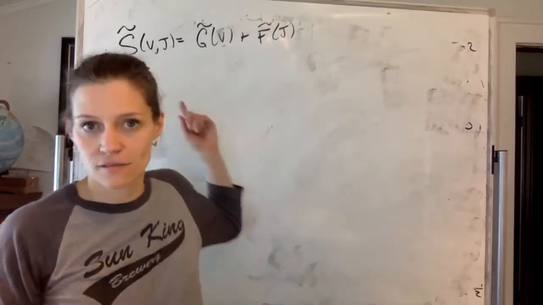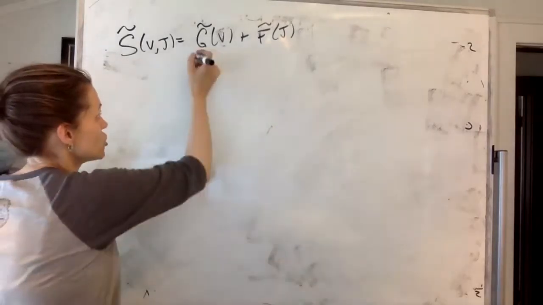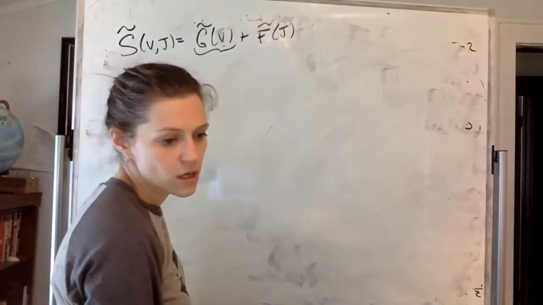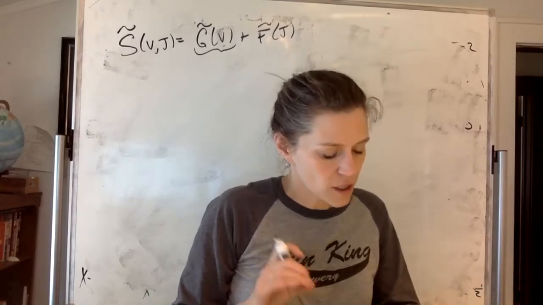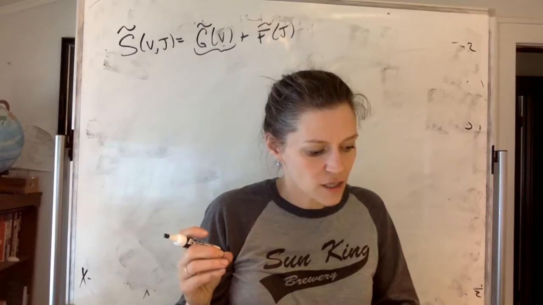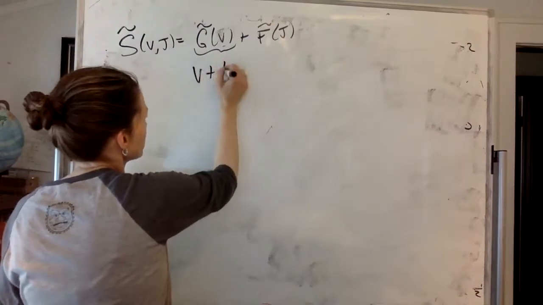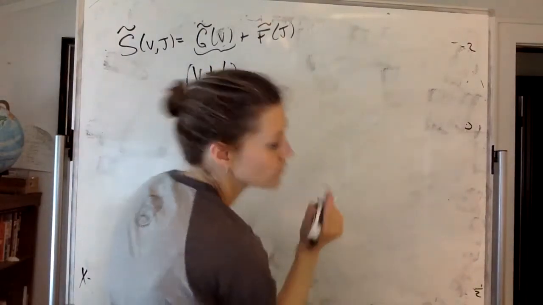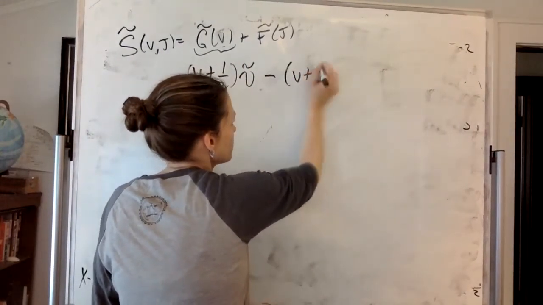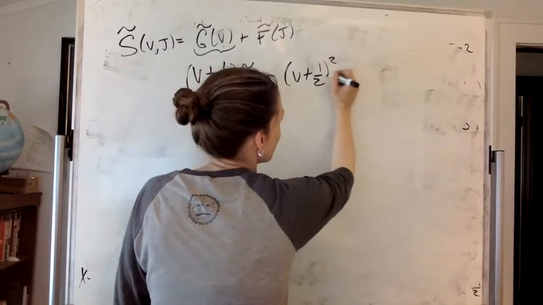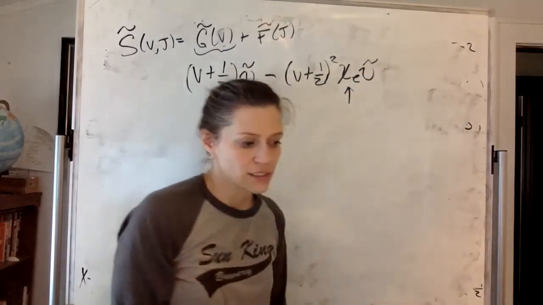So determine delta S. So this is S, but now we're going to do delta S. And so you know that G will equal, including anharmonic information, you've got equation 11C.8, which tells you that G is equal to (V plus 1/2) nu tilde, minus, because this is an anharmonic model, (V plus 1/2) squared xe nu tilde, where this is the anharmonicity constant.